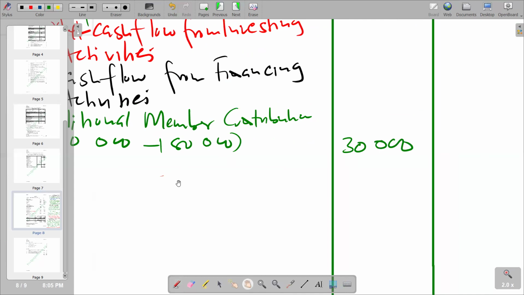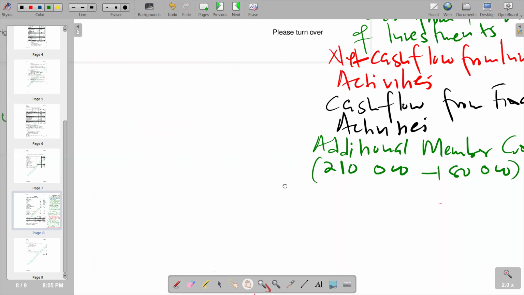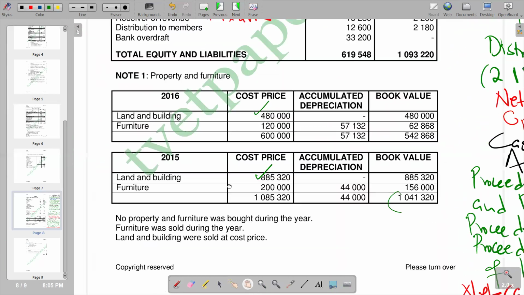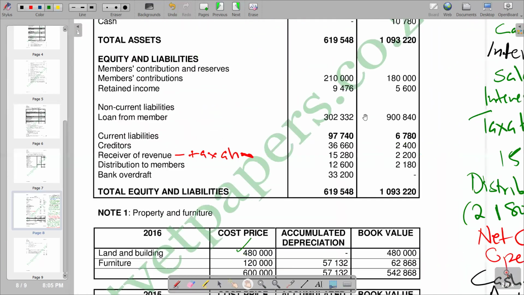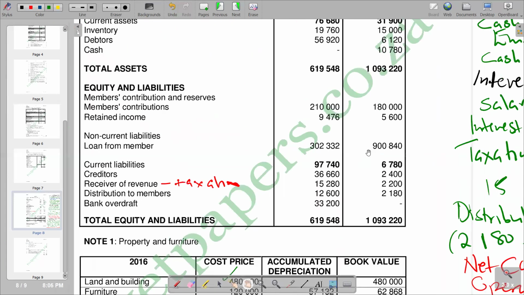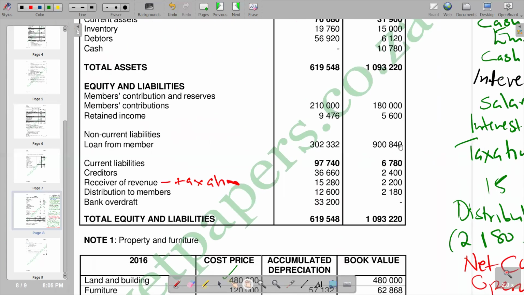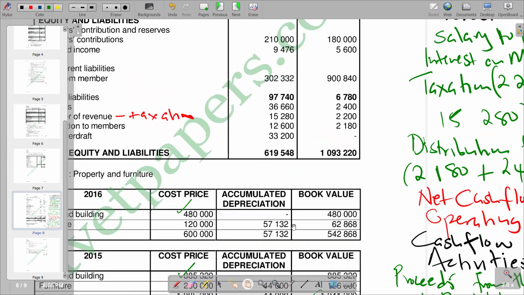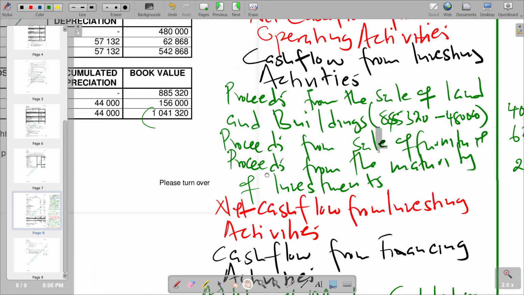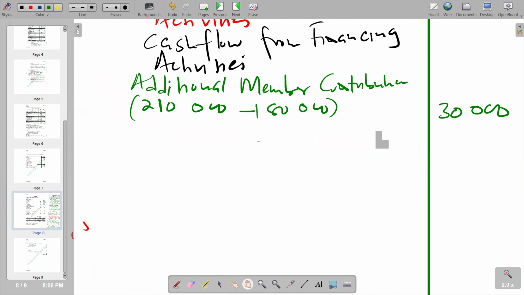Then we check for loan. Is it an increase or a decrease? If it's an increase, it's also a positive because we are receiving more from loan. We're saying the loan is actually decreased from 900,840 to 302,332, which indicates a decrease in loan, which is a repayment of loan. So it is an outflow. So we are saying repayment of loan.